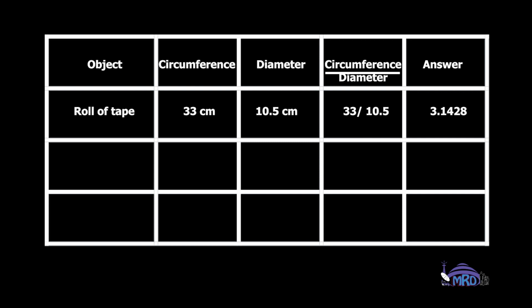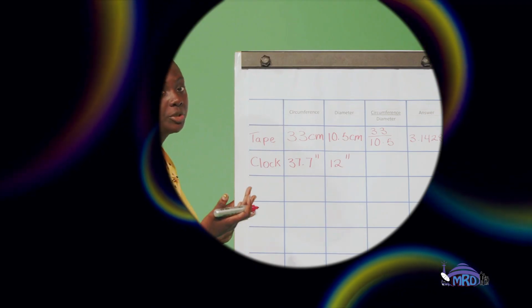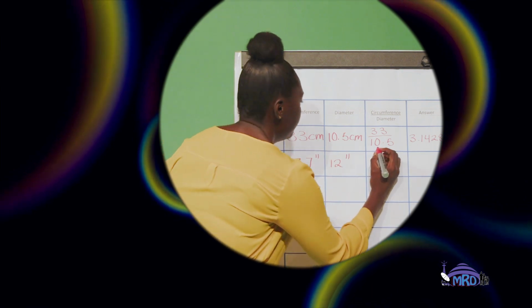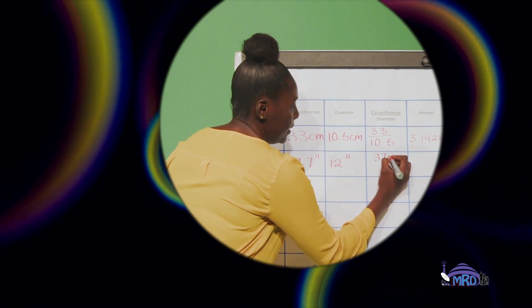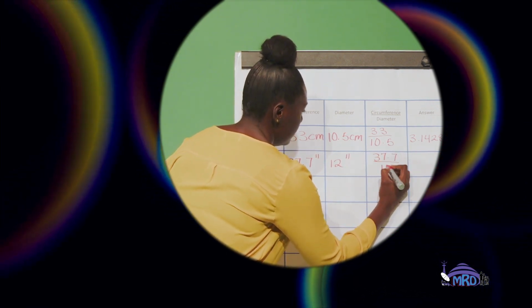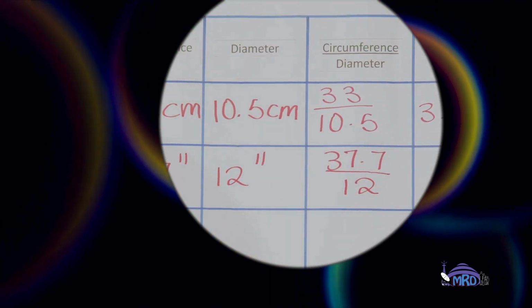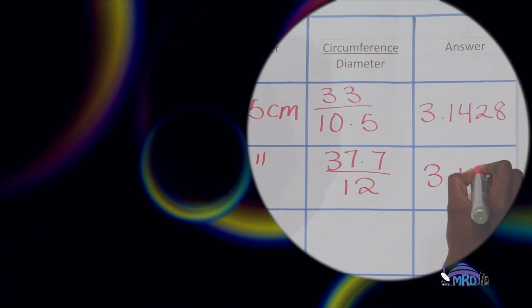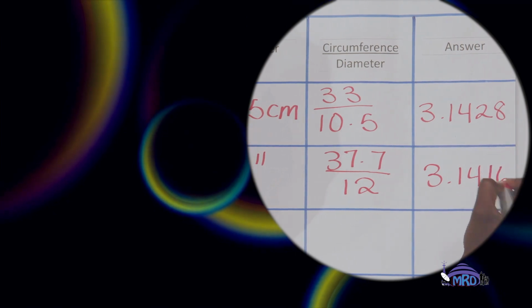Secondly, let's insert the measurements for our clock. So our clock had a circumference of 37.7 inches and a diameter of 12 inches. So to show the ratio between the circumference and the diameter, again we will divide. And dividing gives us 3.1416.